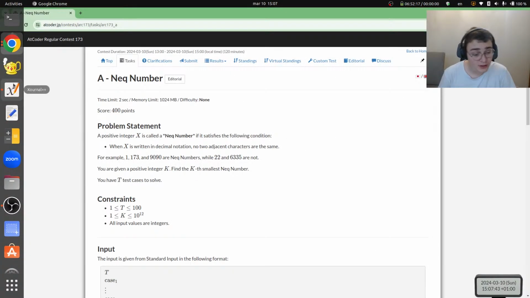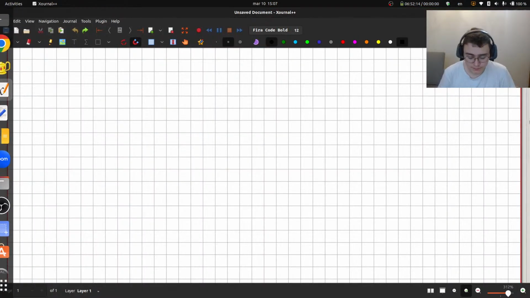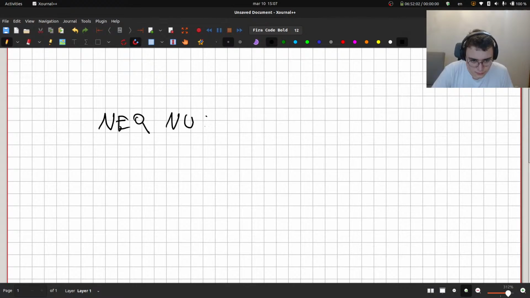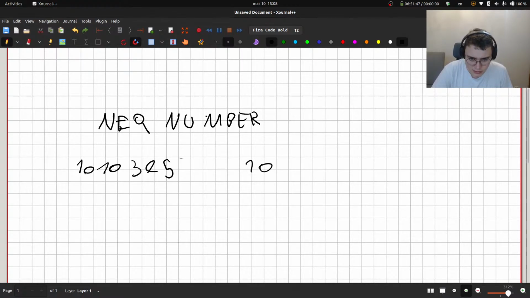In the only problem we will be talking about today, we are given the definition of a neck number. A neck number is a number such that no two adjacent digits are the same. For example, this is some neck number, but 1001 is not a neck number because those two adjacent digits are the same. We are given many test cases, and in each test case we are given one number k up to 10 to the power of 12, and we want to say what is the kth neck number, so the kth number such that no two adjacent digits are the same.